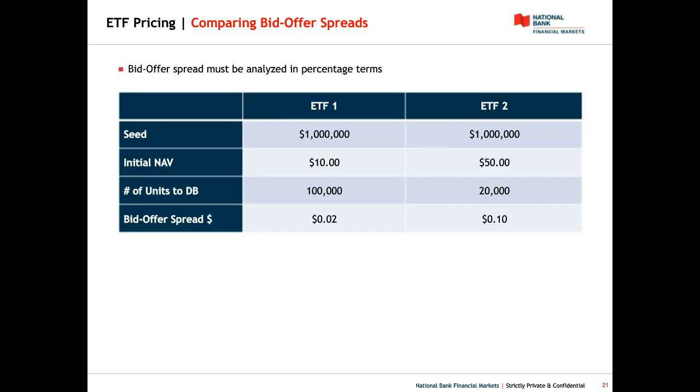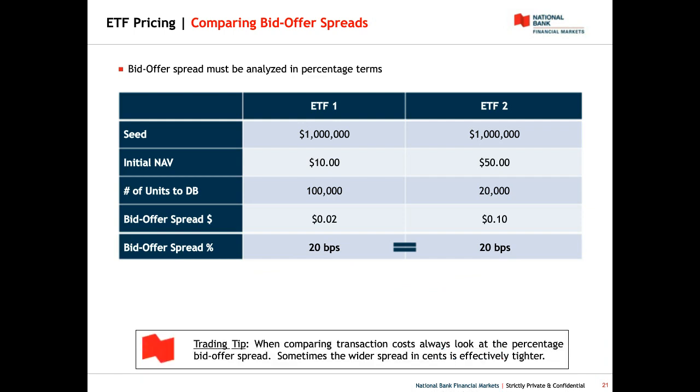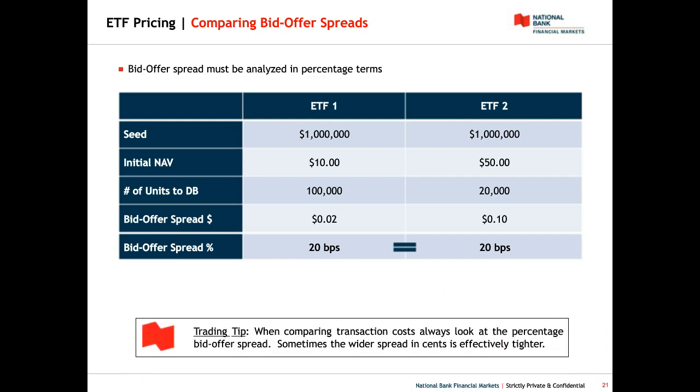In this slide, we're comparing two scenarios where the issuer could decide to launch with a $10 NAV or a $50 NAV. The spread looks tighter on the $10 NAV at 2 cents per share, but it's the same as 10 cents on a $50 ETF. So when you're analyzing spreads, look at the spread in bips and not in cents. In this scenario, both ETFs are 20 bips wide.